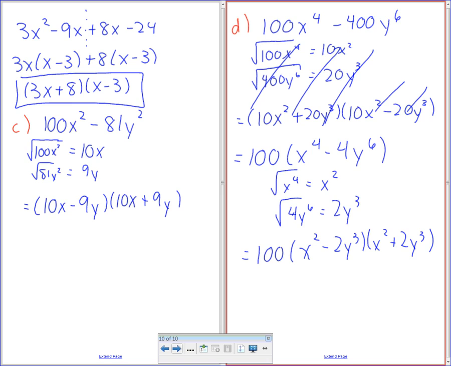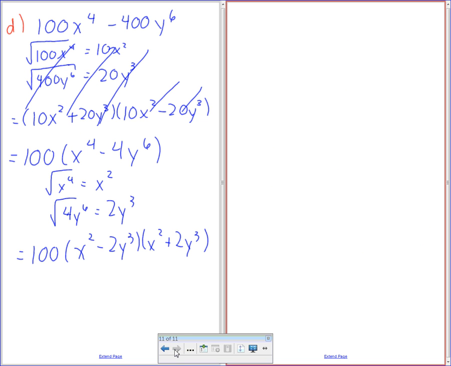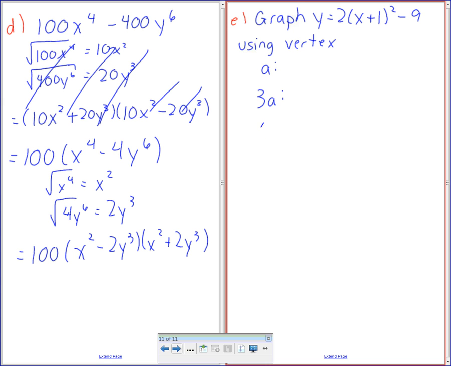Okay, here we go. Example E. Let's graph y equals 2x plus 1 squared minus 9 using vertex A, 3A, 5A. Okay, the vast majority of the class aced this. Not everyone though. Mistakes that were made were that people got their vertex messed up. So watch for that. I think people were going too quickly.